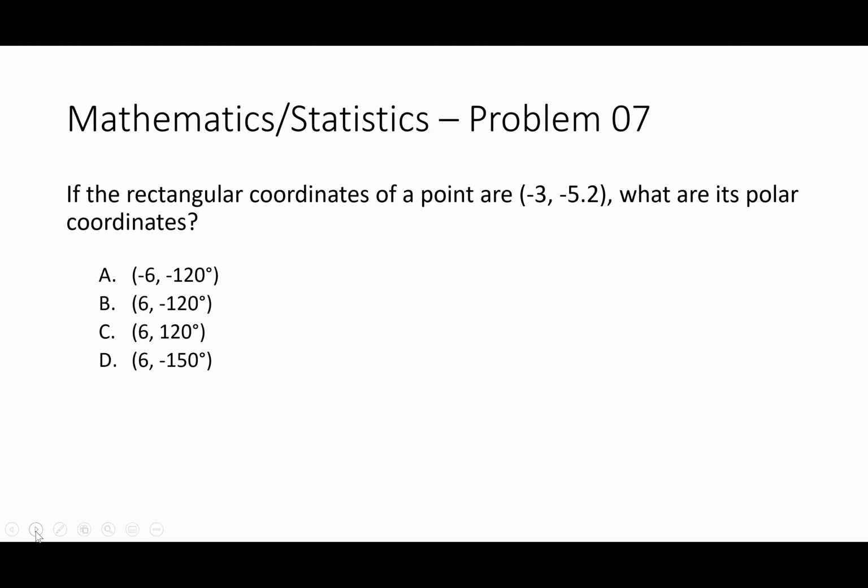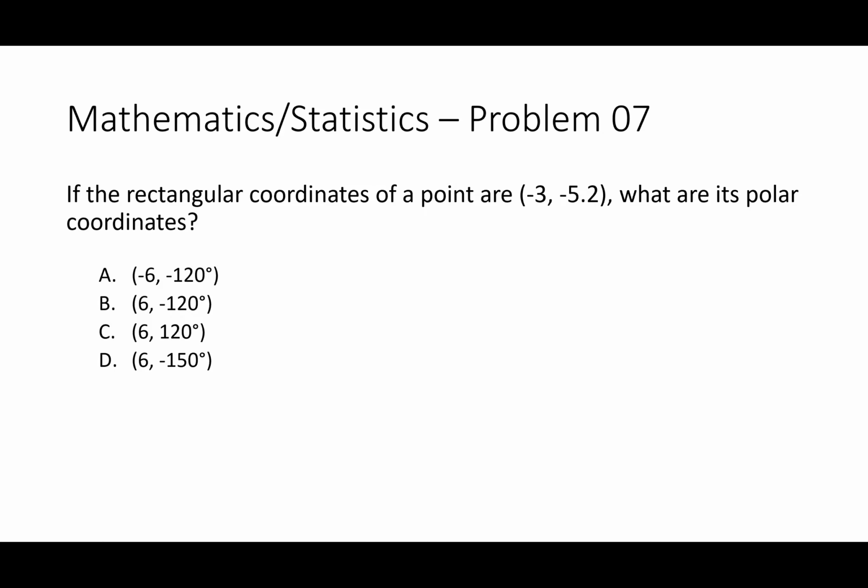Okay, moving on. Problem 7. If the rectangular coordinates of a point are negative 3, negative 5.2, what are its polar coordinates? Okay, this is one of those problems where you can eliminate choices pretty easily. And this is also one of those problems where you could probably get the right answer without really doing any calculations.